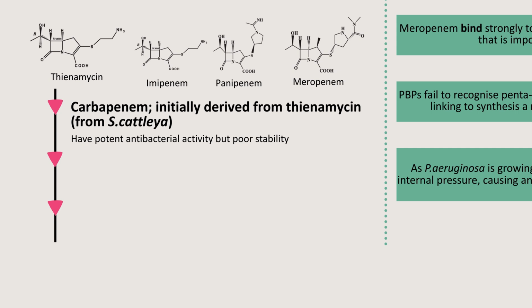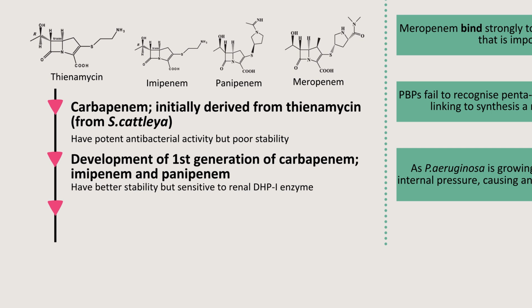To overcome these limitations, researchers began modifying thienamycin. This led to the development of the first carbapenem antibiotics, imipenem and panipenem. However, these compounds weren't perfect. They were susceptible to degradation by an enzyme in the kidneys known as renal dehydropeptidase I, or DHP-I. To counter this, imipenem was co-administered with cilastatin, a DHP-I inhibitor, to prevent breakdown and maintain therapeutic levels.